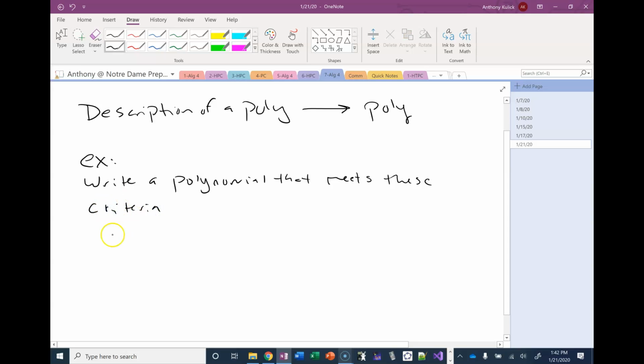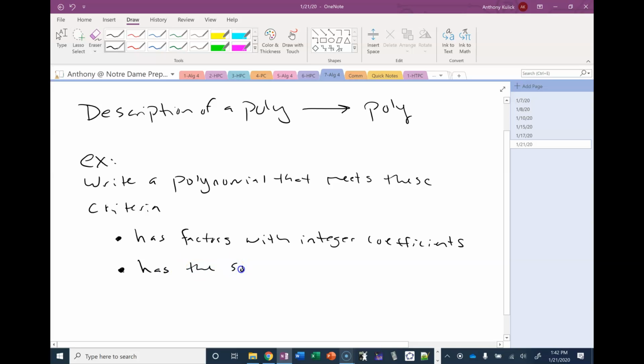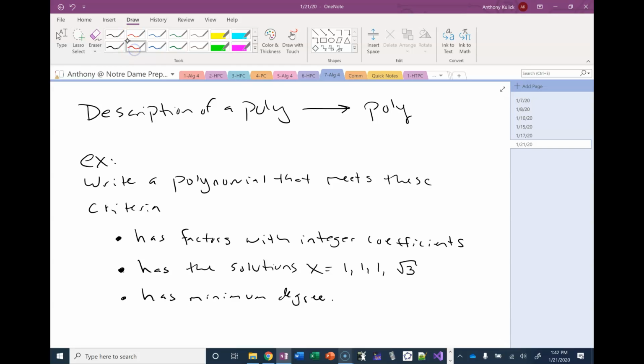So we're going to write a polynomial that meets the criteria: it has factors with integer coefficients, and has the solutions 1, 1, 1, and square root 3, and then has a minimum degree. Okay.